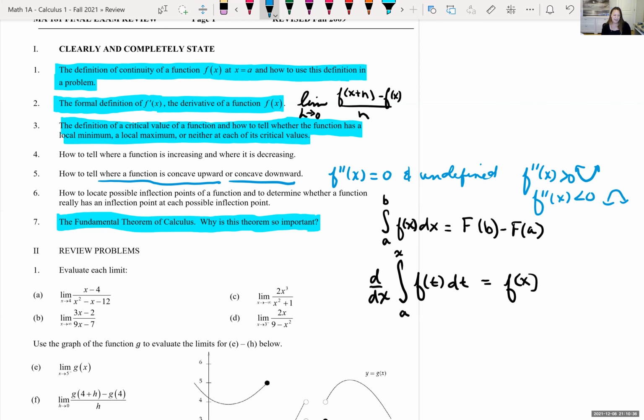We locate our possible inflection points by what I just said above and determine whether the function really has an inflection point at each possible inflection point. The only time it has an inflection point is when it's changing concavity. So if on one side it's concave up and on the other side it's concave down, or vice versa, then it's an inflection point. If the concavity is the same on either side, then it is not an inflection point.